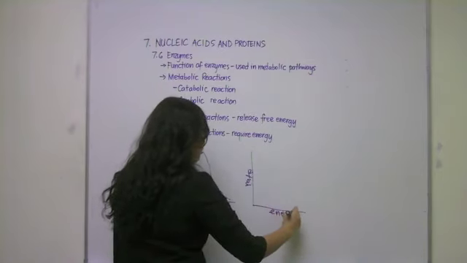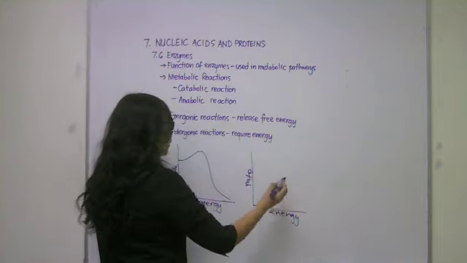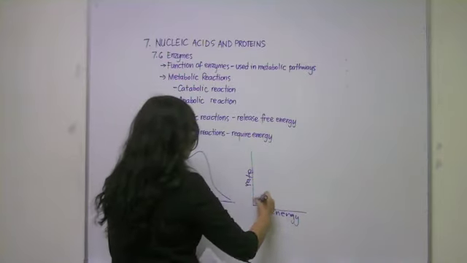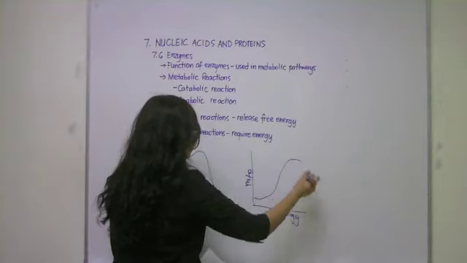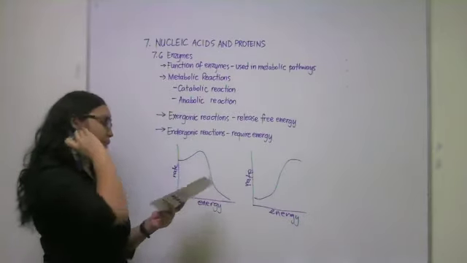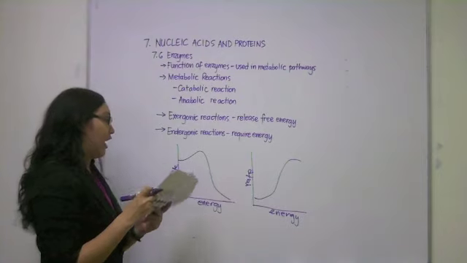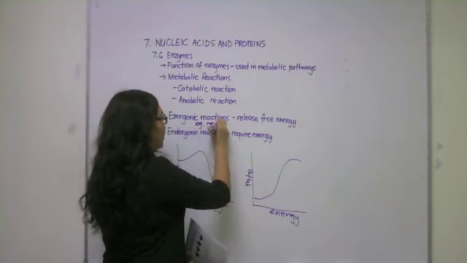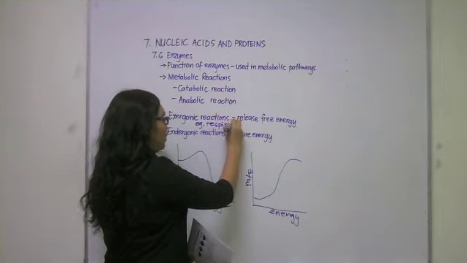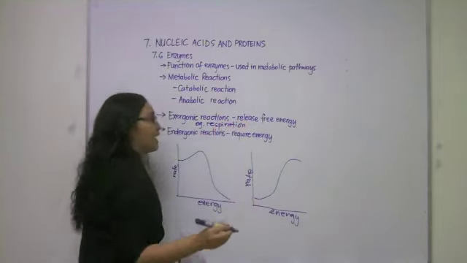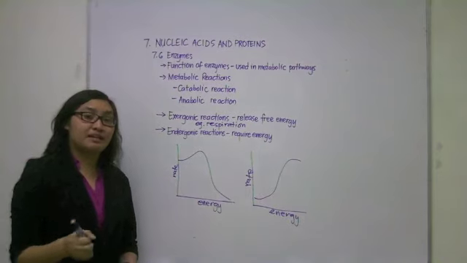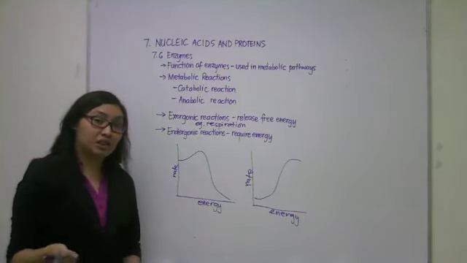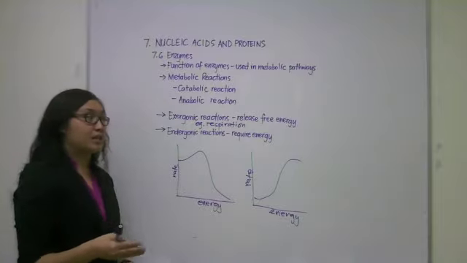We can also show that an endergonic reaction occurs in this process. An example of an exergonic reaction is respiration, for example, the usage of glucose to produce ATP. ATP is the product of respiration, which is the free energy, the energy molecule present in all cells.